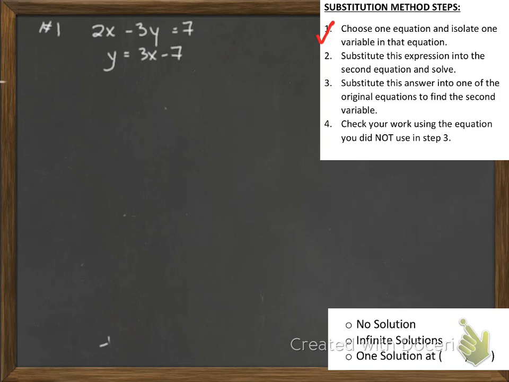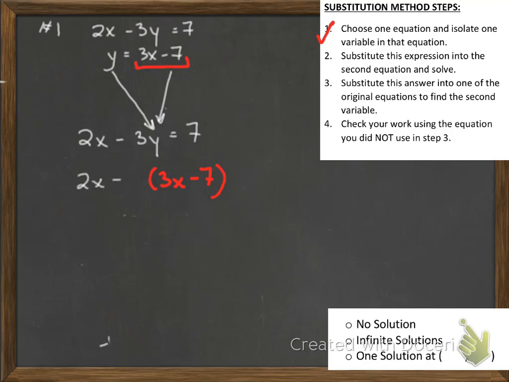So what we're going to do is substitute the expression 3x minus 7 into the other equation and solve it. So what do I mean by that? Well, the other equation is 2x minus 3y equals 7. So the substitution property of equality says that wherever I see y, because y is equal to 3x minus 7, I can stop writing y and start writing 3x minus 7, because according to that statement, y is the same as 3x minus 7.